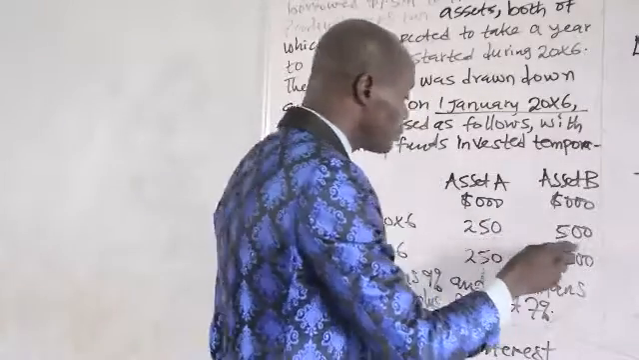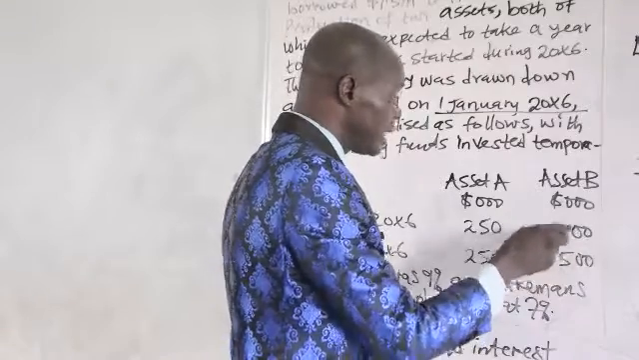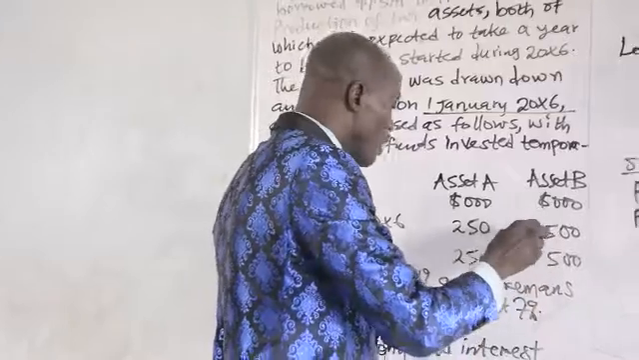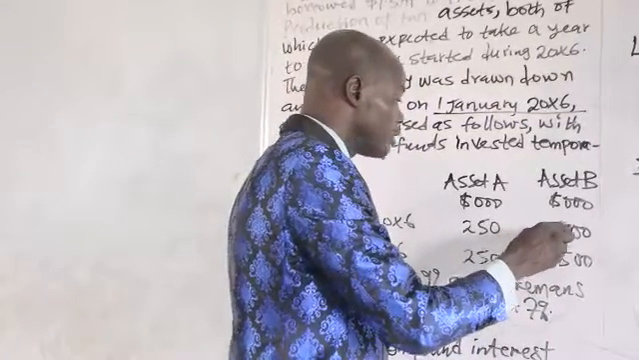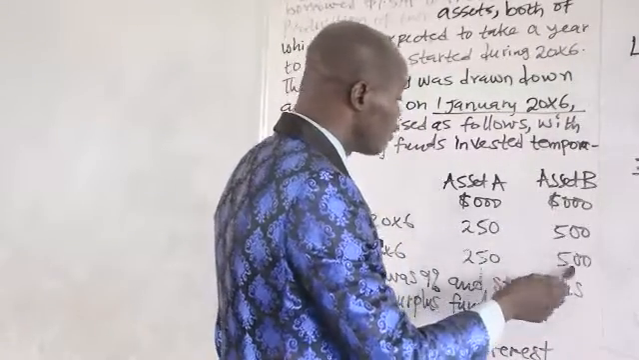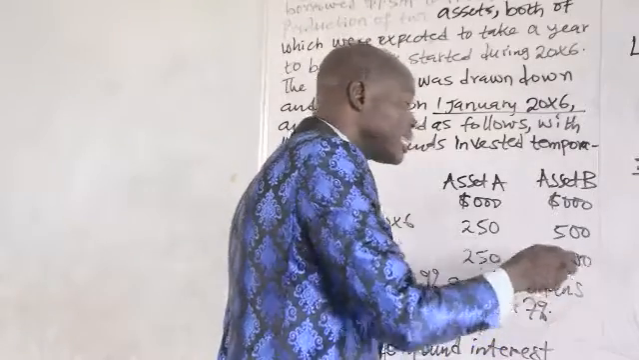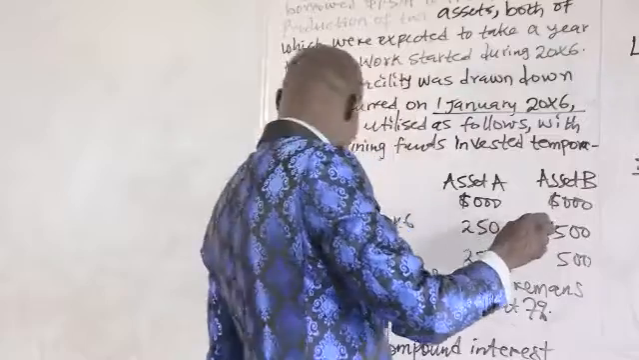This 500,000, 1 million will be required for asset B. But out of the 1 million you need, 500,000 will be drawn down as at 1st of January, while the remaining 500 will be drawn down as at 1st of July. It means this 500,000 will be available for investment as at January 2006.